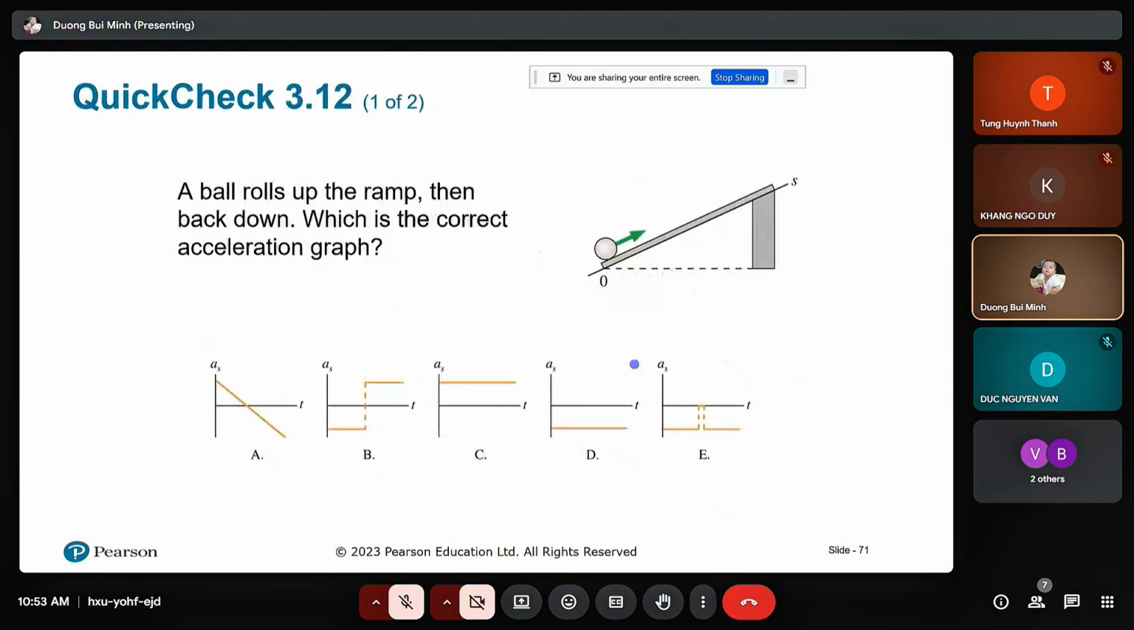Multiple choice questions. A pulse goes up the incline, then back down. So this one is the moving direction, and we can choose this one as x and this one as y. Which is the correct acceleration graph?